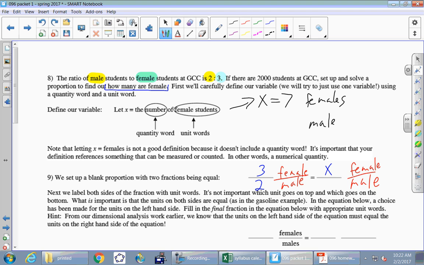And how many male students are there at GCC? Everyone agree? If there are 7 female students and 2,000 students altogether, then the remaining 1,993 must be male students, right? The important thing isn't 1993. The important thing is how we calculated it. What did we do to get 1993?